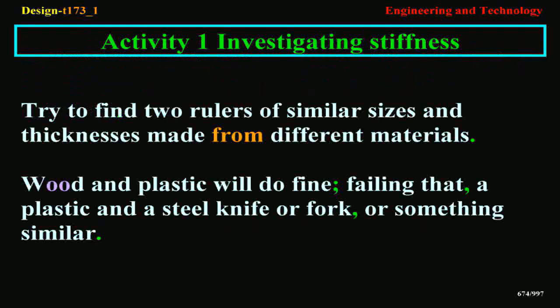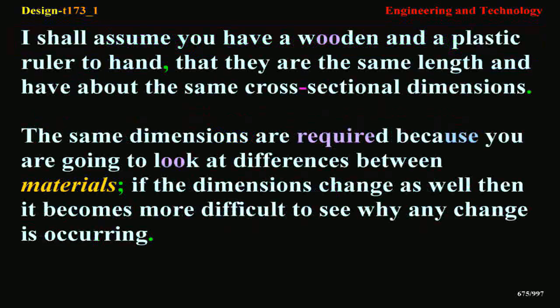Activity 1. Investigating stiffness. Try to find two rulers of similar sizes and thicknesses made from different materials. Wood and plastic will do fine. Failing that, a plastic and a steel knife or fork, or something similar. I shall assume you have a wooden and a plastic ruler to hand, that they are the same length and have about the same cross-sectional dimensions. The same dimensions are required because you are going to look at differences between materials. If the dimensions change as well, then it becomes more difficult to see why any change is occurring.